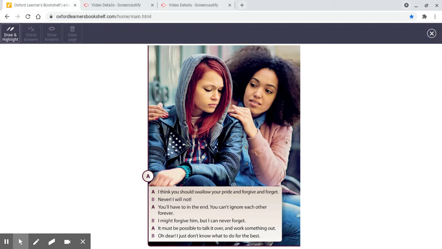So we're still on the same page. I think you should swallow your pride and forgive and forget. Never! I will not. Yeah, don't swallow your pride. Don't forgive. Don't forget. Just move on in that case. There's my recommendation. You're young and there's plenty more fish in the sea.